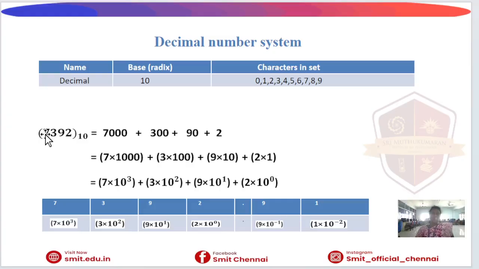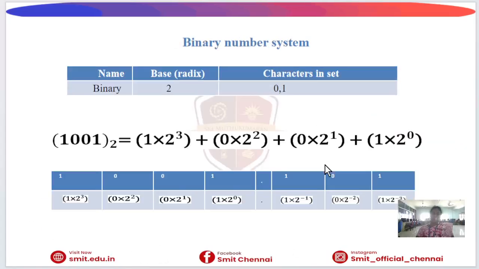After the decimal point, we go from left to right. In 7392.91, 9 is multiplied by 10 to the power of minus 1, and 1 by 10 to the power of minus 2. So we have to write this in that format.